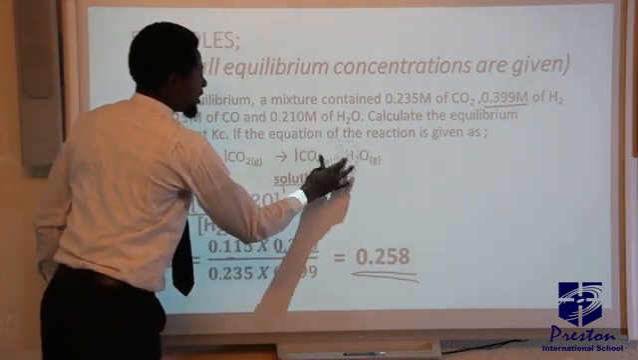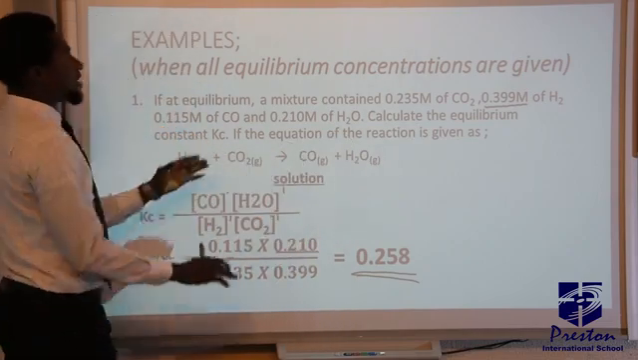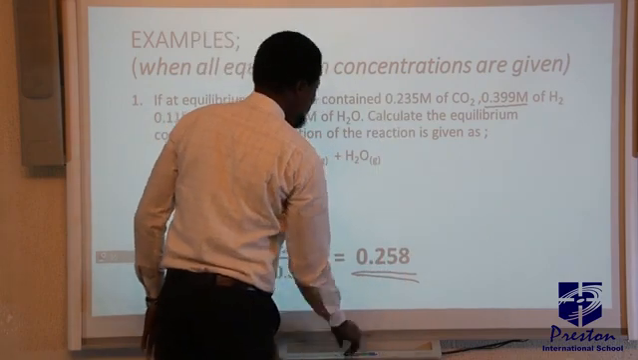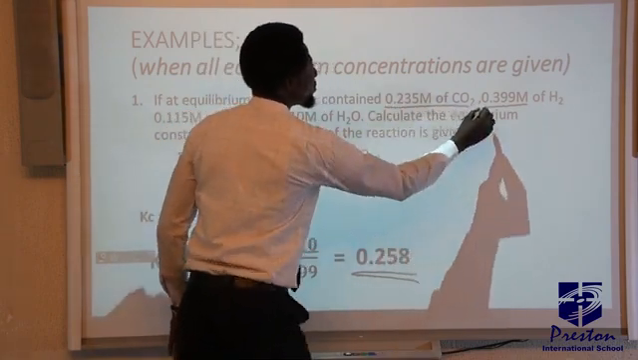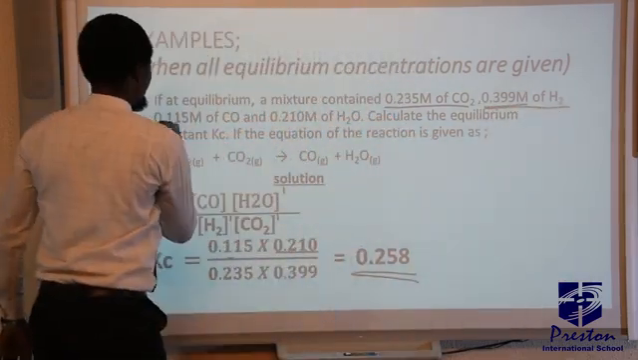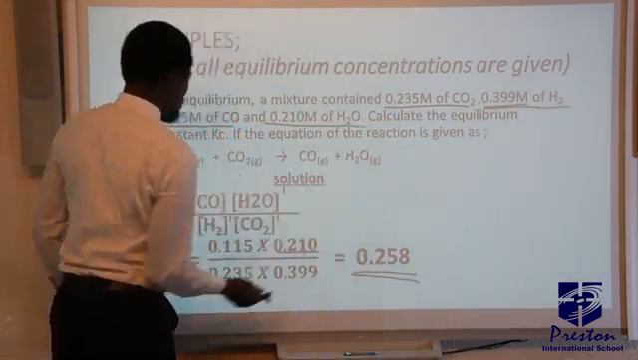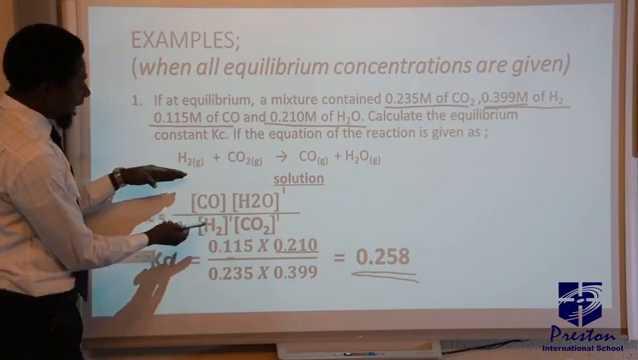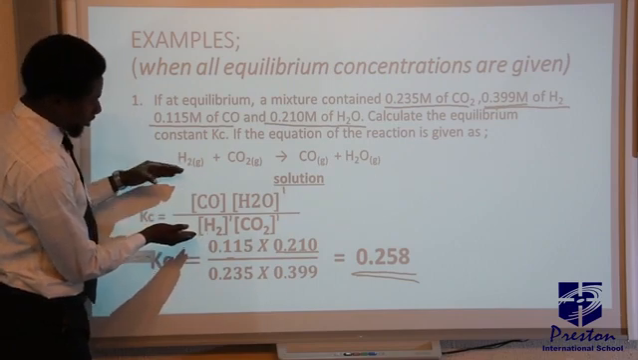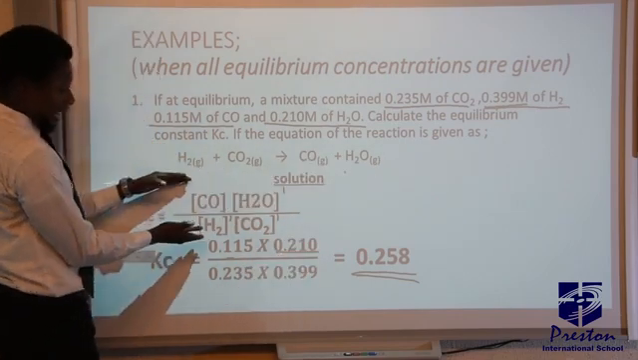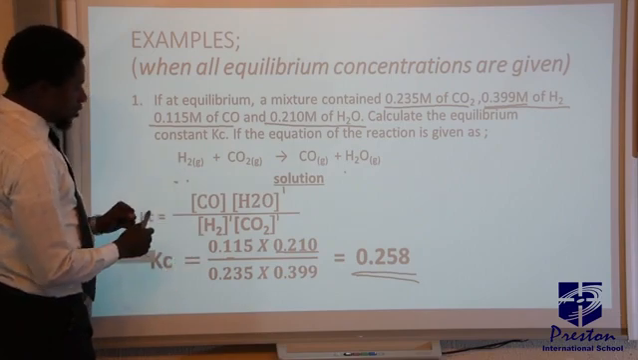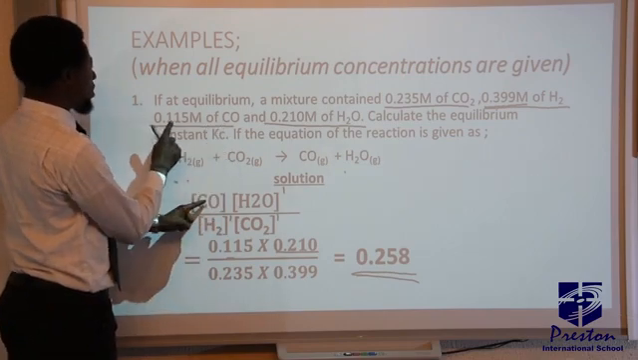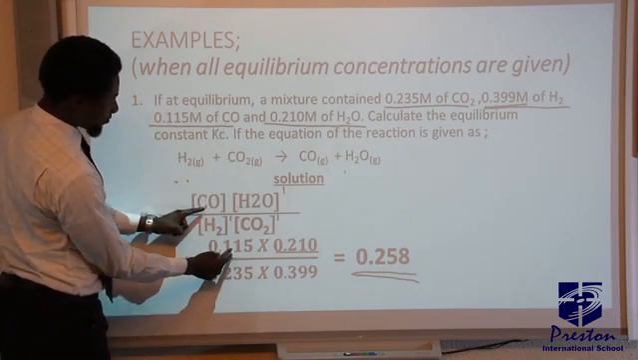From this question, we will discover that they have given us all the equilibrium concentrations of the reactant and the product. This is the one for CO2, this is the one for H2, for CO, and for H2O. So in as much as we have been given all the equilibrium concentrations, all we need to do is write out the equilibrium constant expression, which is product over reactant. I believe you still remember this. So from here, you start substituting each of these. What is our CO? Our CO is 0.115.